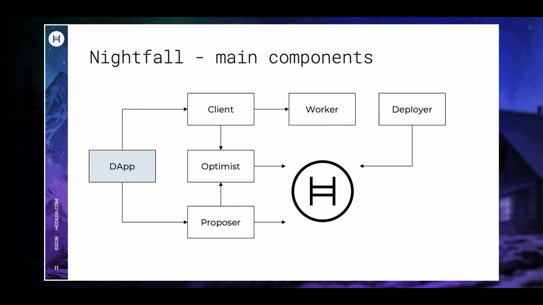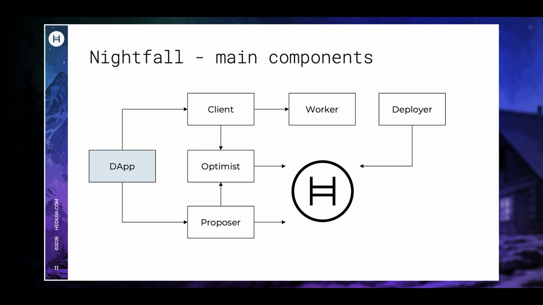Everything's better though with the graphic. So this is how the solution looks like on a high level. We do have our decentralized app. Now we have a client, so the user, me, later when I use the app, I'm going to interact with the client. And I'm going to do, let's say, a deposit or transact, anything.